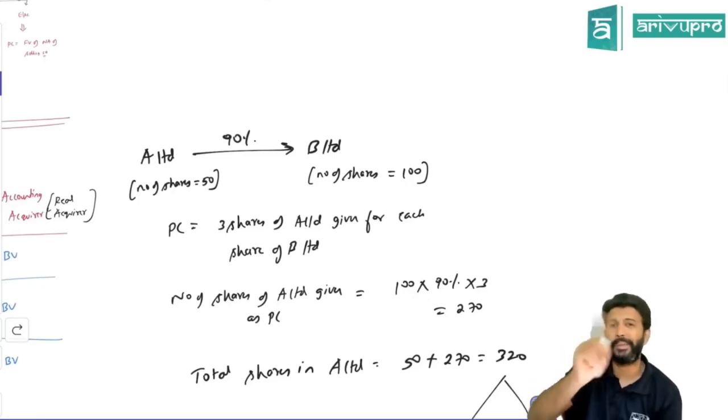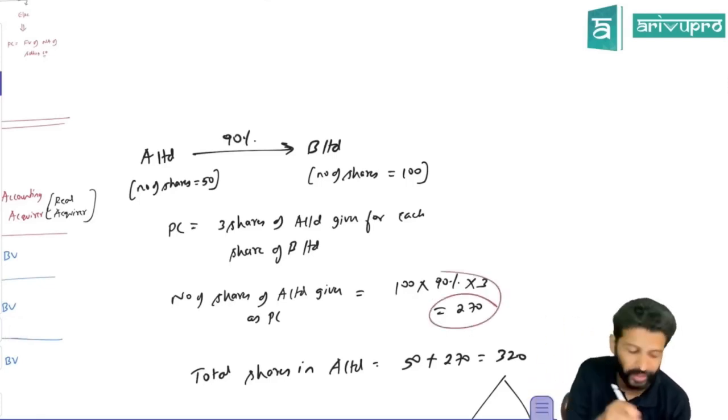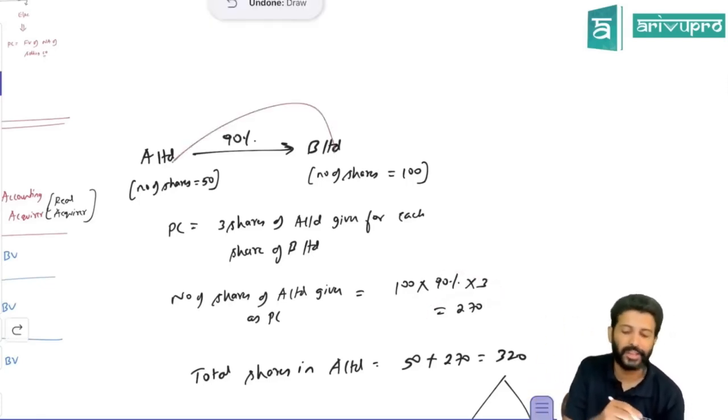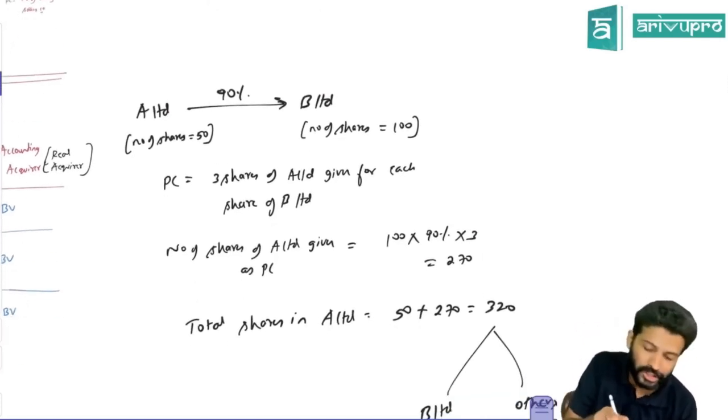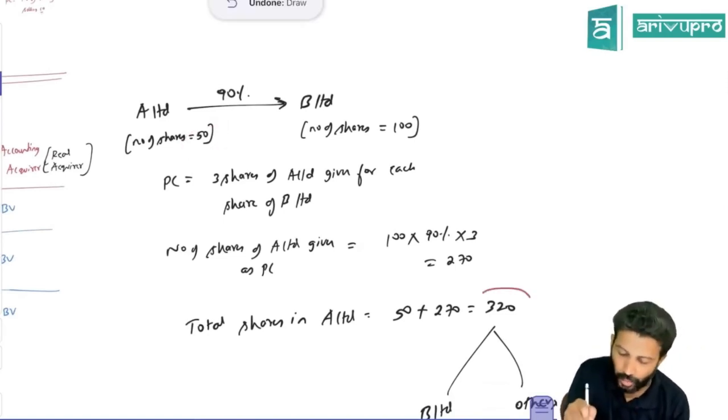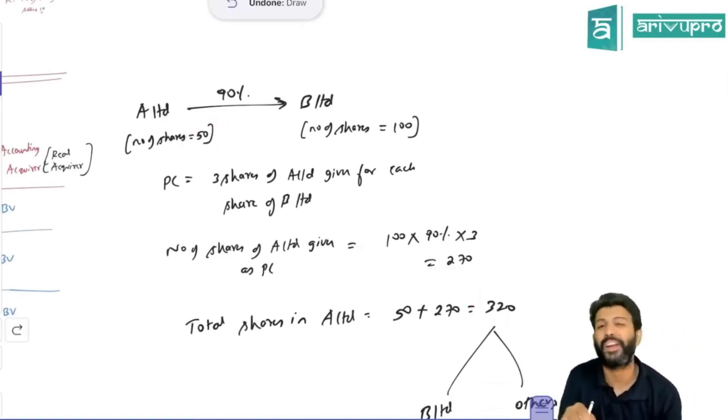For 1 it is 3, means for 90 it will be 90 into 3, which is 270. So A will issue 270 shares as purchase consideration to B Limited, correct? Now check, sir. How many shares are there in A Limited now? Before this transaction they had 50. Now they've issued 270 more. So totally they have 320.